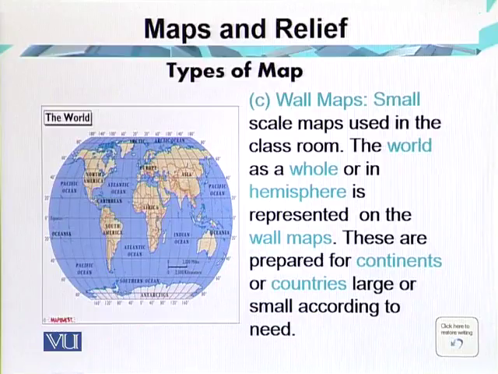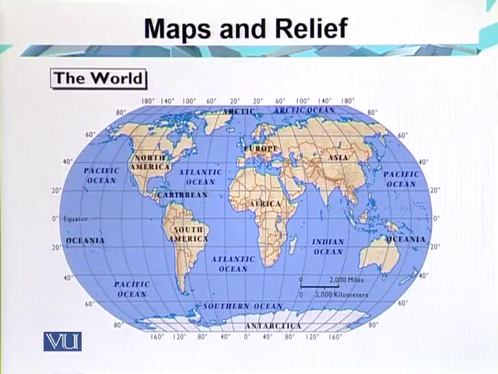Next category is the wall map. Small scale maps used in the classroom. The world as a whole or in hemisphere is represented on the wall map. These are prepared for continent or countries, large or small according to their need. So the wall map has information regarding the continents and oceans.